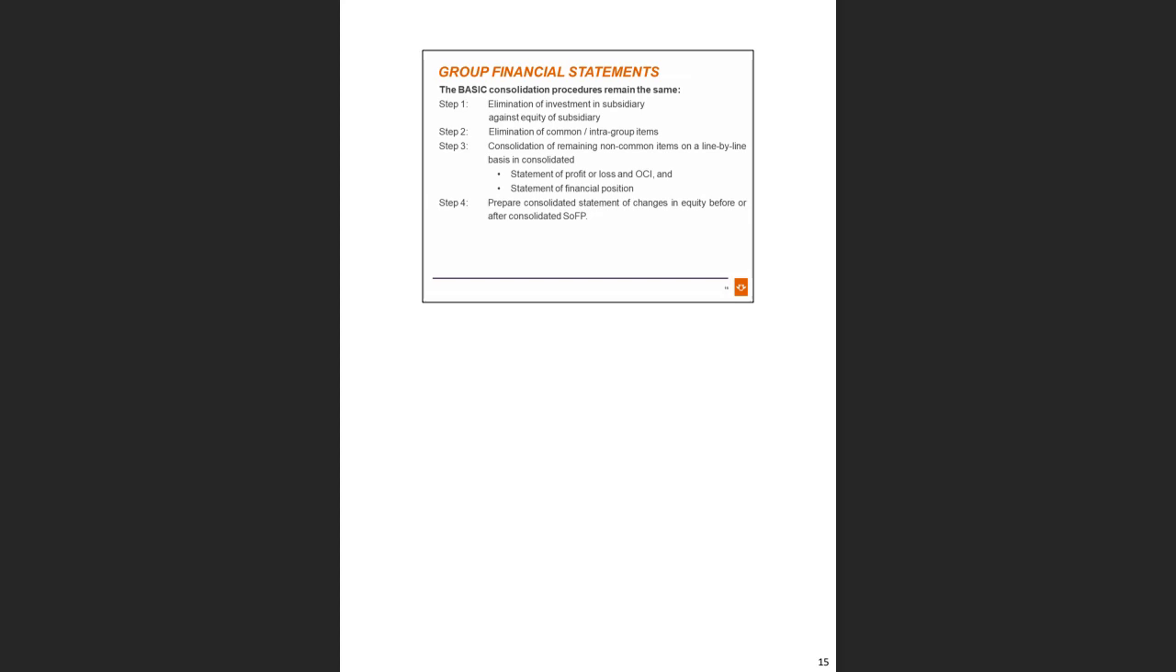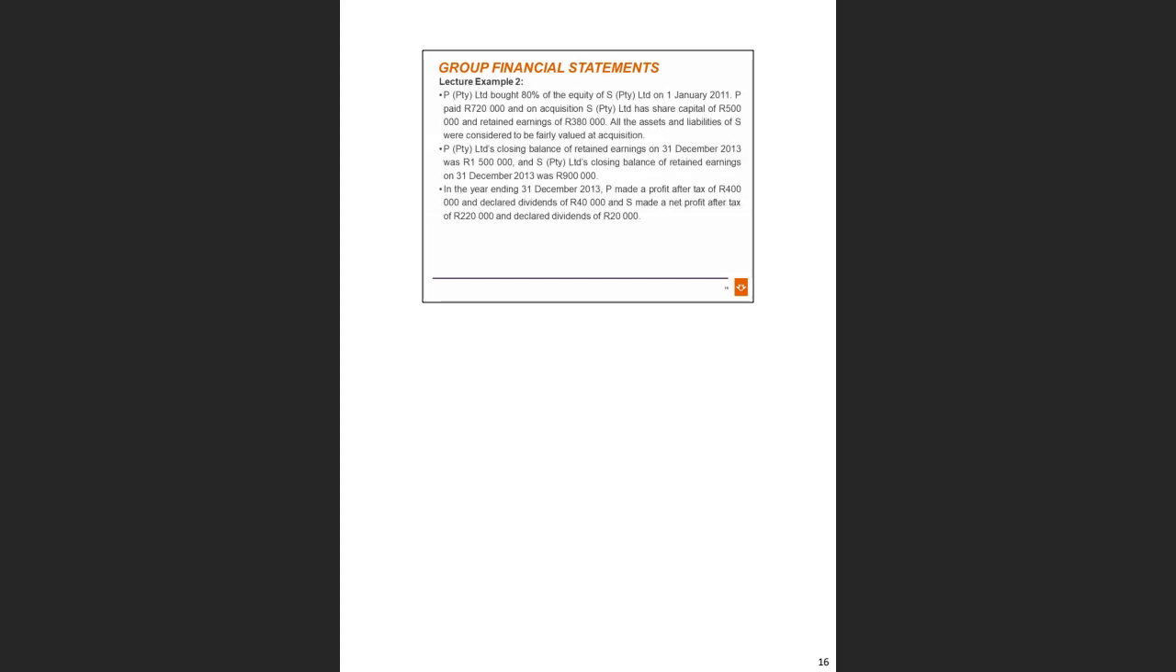So step 4 now goes a step further and says, prepare the consolidated statement of changes in equity before or after the consolidated statement of financial position. So here you'll be preparing the consolidated statement of changes in equity, okay? So we are going to look at that. Obviously, to do this, we need to analyze our retained earnings. So we have our opening balance and we have a closing balance, and we have all of those other items that are going to impact our retained earnings. Okay, so let's have a look at the next slide in lecture example 2.